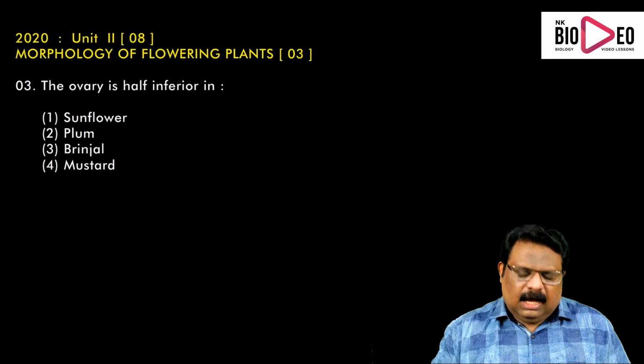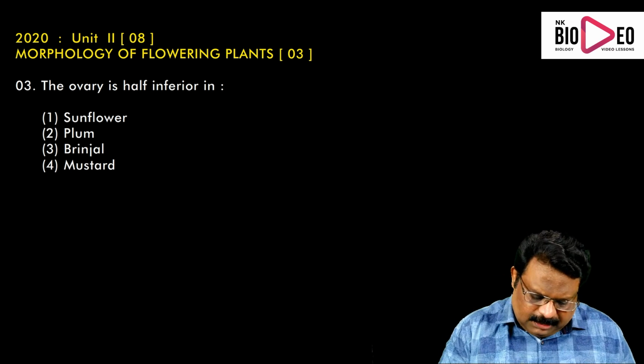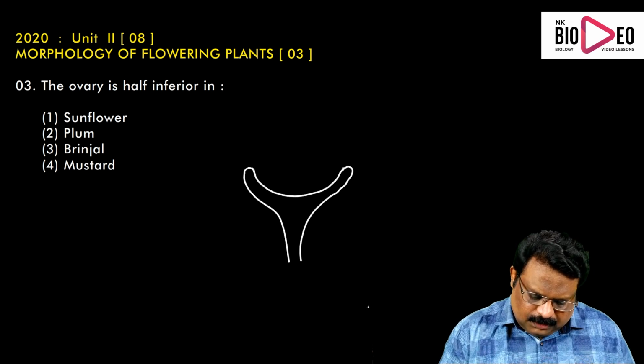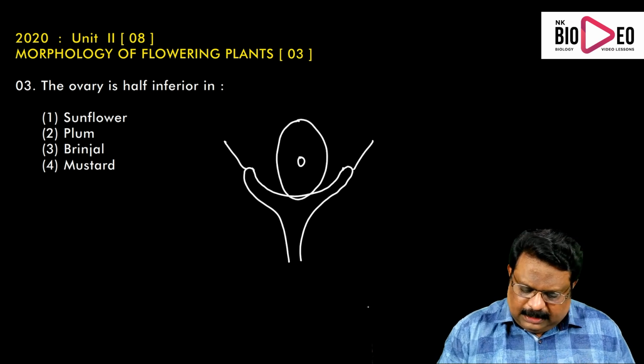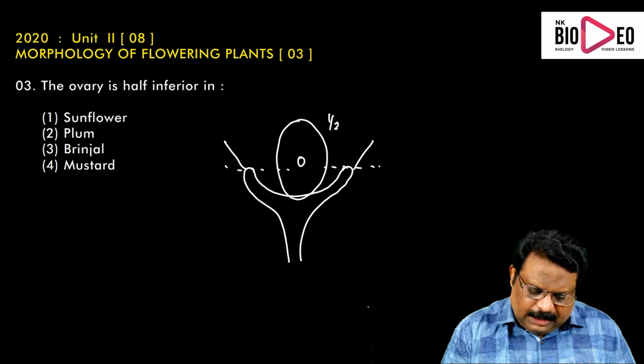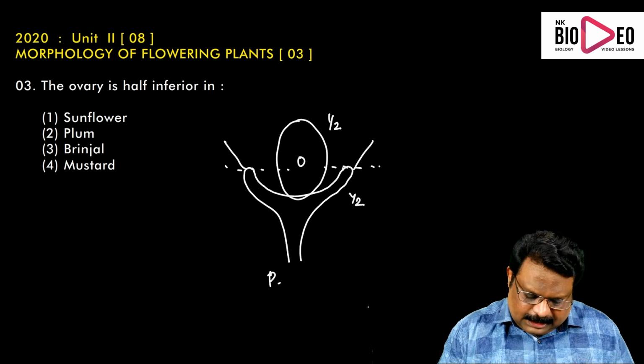The ovary is half inferior in. Half inferior ovary means the thalamus is a shallow cup like this, and this is the shape of the ovary, and from here the calyx, corolla and androecium are there. So this is the location of calyx, corolla and androecium. So half of the ovary is superior, half of the ovary is inferior. So it is perigynous.